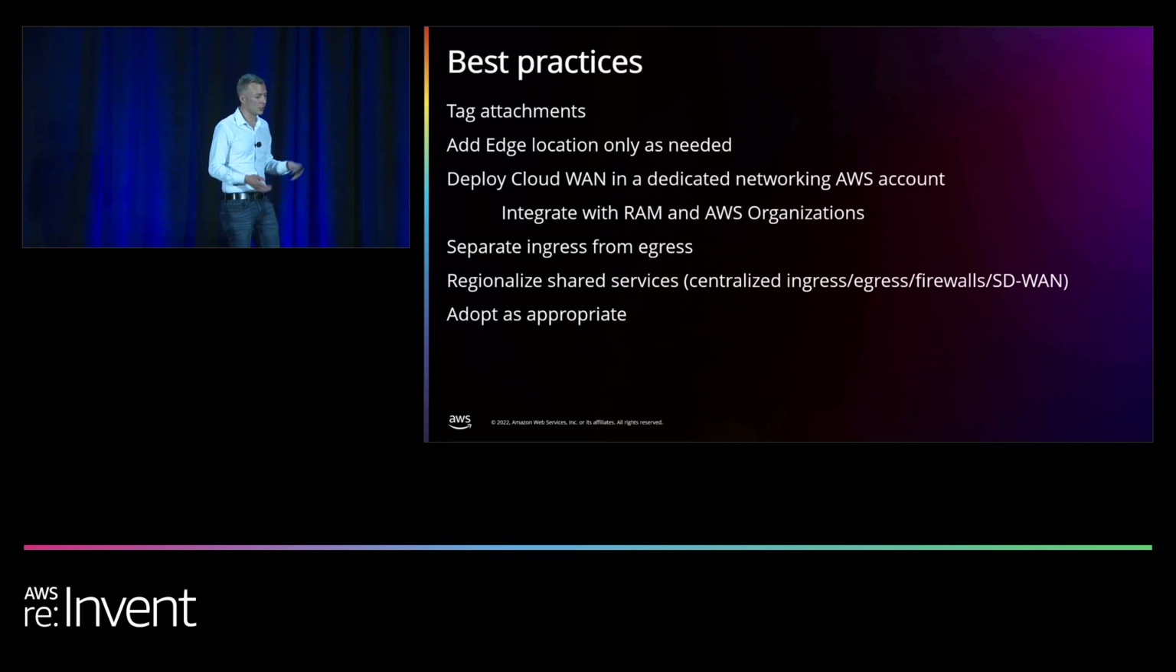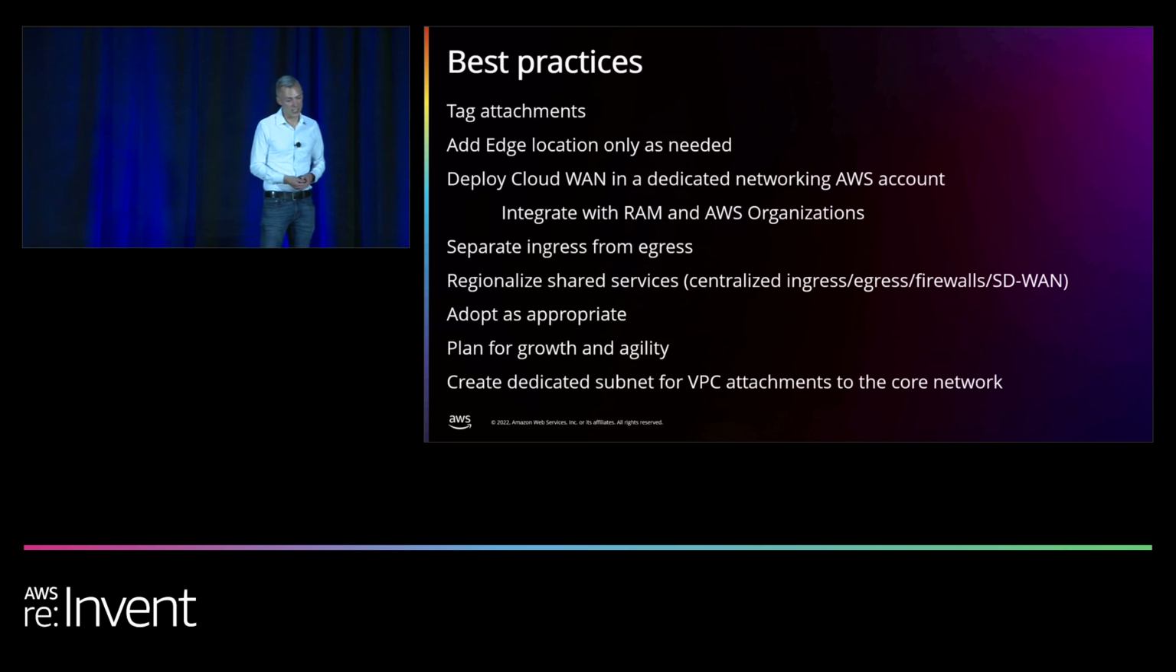Adopt as appropriate. So if you have transit gateway architectures today, we're not saying rip it and rebuild it, but as you look towards the future, look at Cloud WAN, and especially if you're going to be growing globally, Cloud WAN might be the answer for you. And then plan for growth and agility, and create dedicated subnets for the VPC attachments to the core network, similar to how you create a dedicated subnet for the attachment to a transit gateway. /28 works just fine.